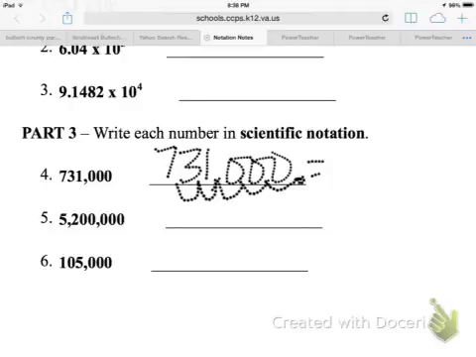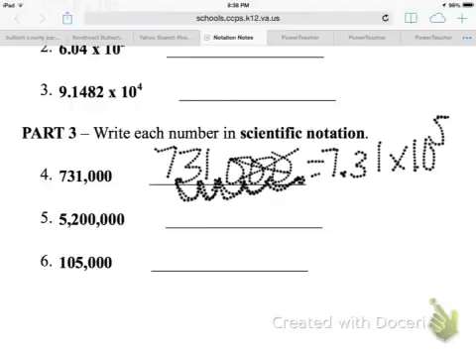So that is between 1 and 10, excuse me. So this gives me 7.31. These zeros at the end, I can drop because those are just placeholders. Now, I know I need to multiply it by a power of 10. To get my exponent, I count my jumps. 1, 2, 3, 4, 5. Since that number is greater than 1 whole, I know my exponent is going to be positive. So that's my final answer.